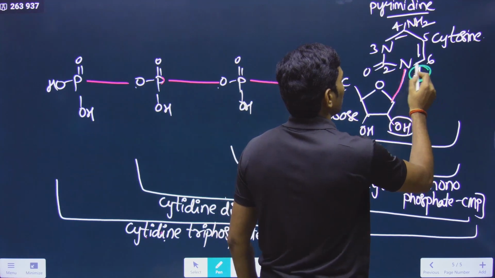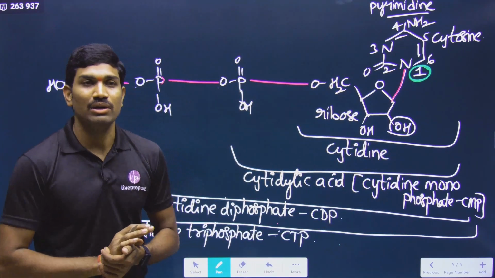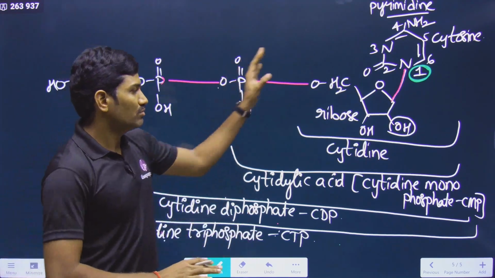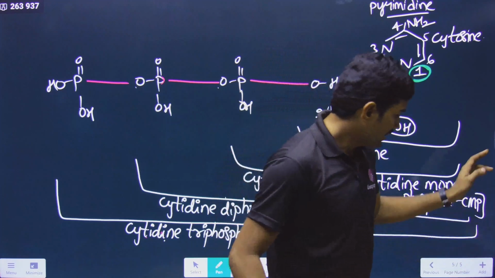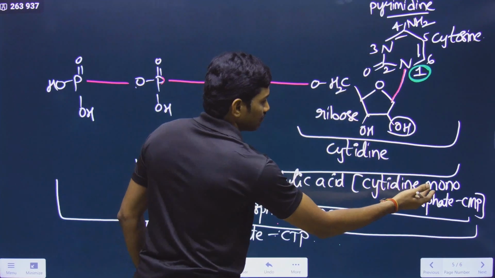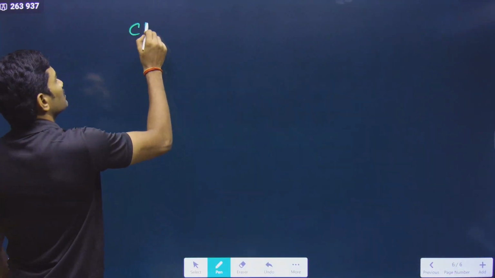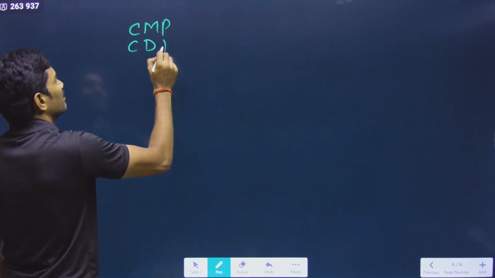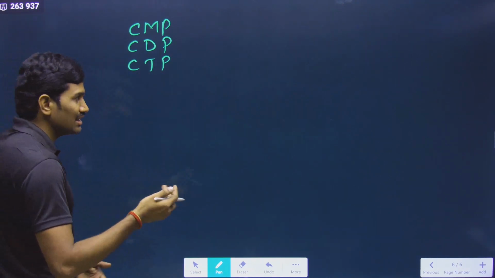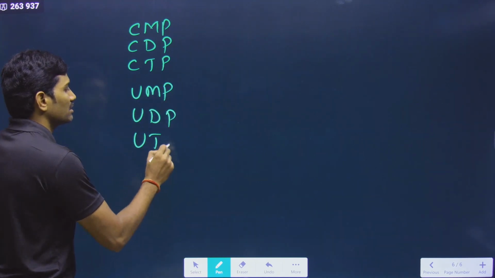Here N1 is involving in bonding. But in the case of purine, N9 is involving in the bonding with first carbon of the sugar. This is how the structures are possible. And here also same way let us write. Here what is the structure that is formed? CMP, CDP, CTP. Same names we will write here. Cytidine monophosphate, cytidine diphosphate, cytidine triphosphate. Instead of cytosine, if uracil is present, uridine monophosphate, uridine diphosphate and uridine triphosphate.